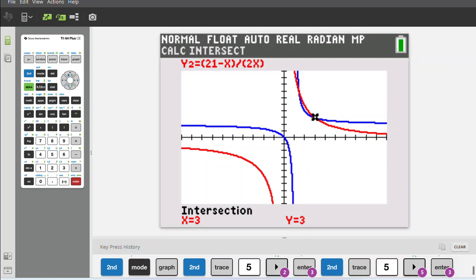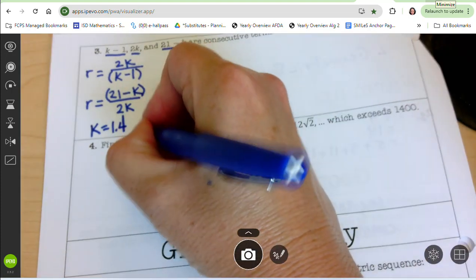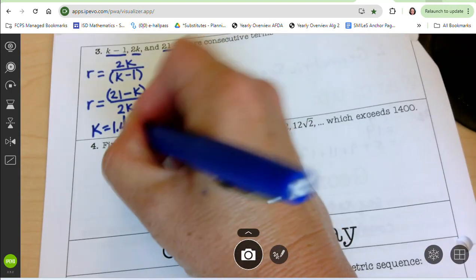Now I'm going to also share with you somebody else's work, because I think somebody else in this class has solved it a different way that's more like the notes, and that might be helpful to you too. Okay. All right, so we got k equals 1.4 and we got k equals 3. Two different answers.